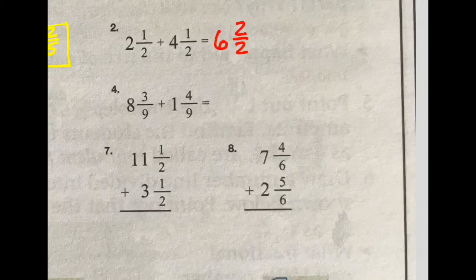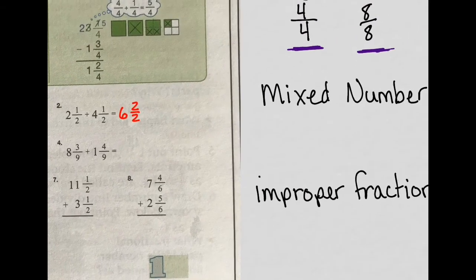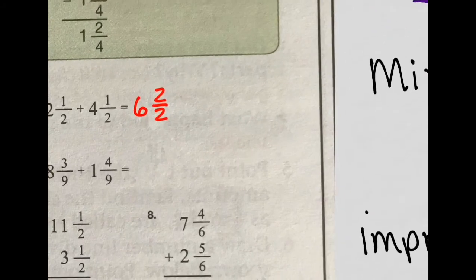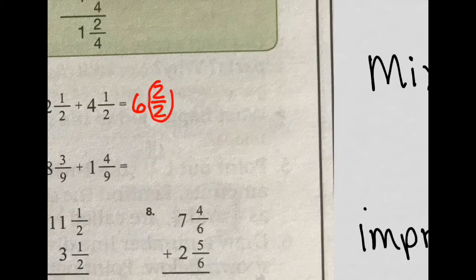Well, what did we learn about wholes? Remember that over here? Wholes, when the top number is the same as the bottom number, that's a whole. Okay, so we're going to change this into one whole. So we're going to add the 6 plus this 1 is 7, and that is your answer.